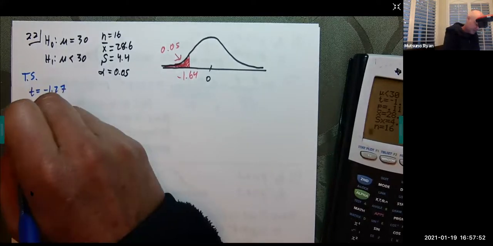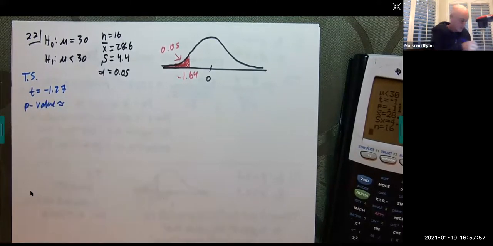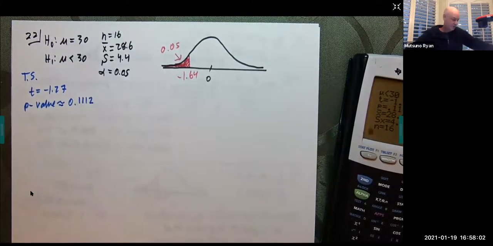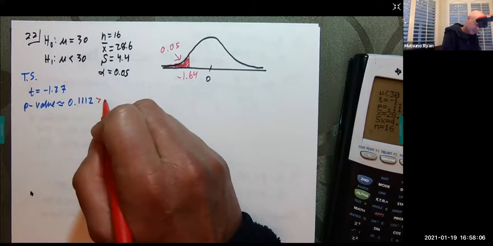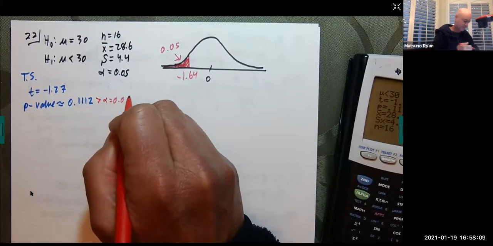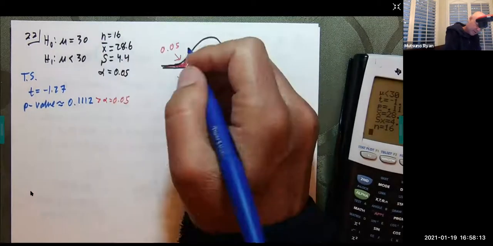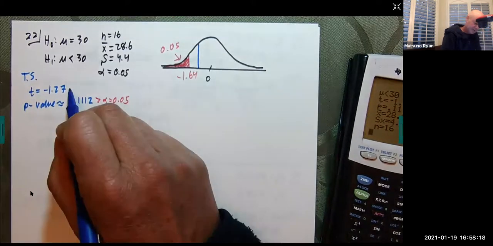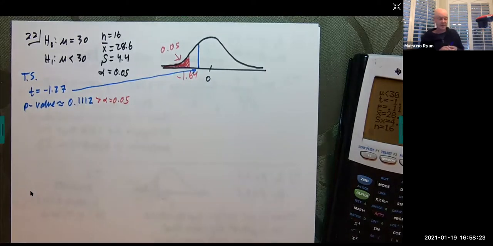And our p-value is about 0.1112, which is definitely bigger than alpha, which is 0.05. So that means we are back here. So our 1.27 is right there. And we're clearly not in the critical region.